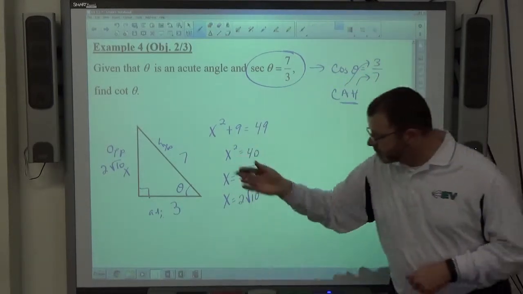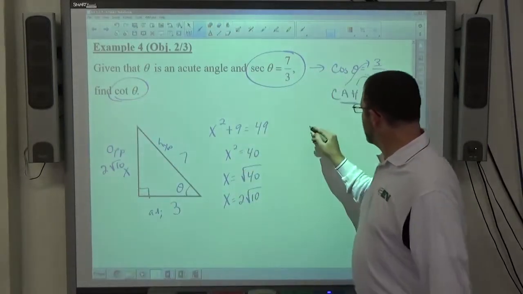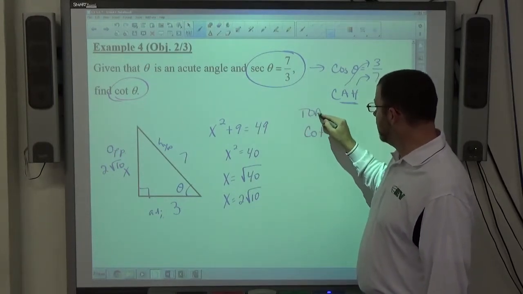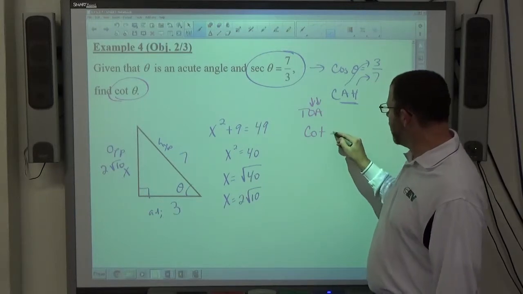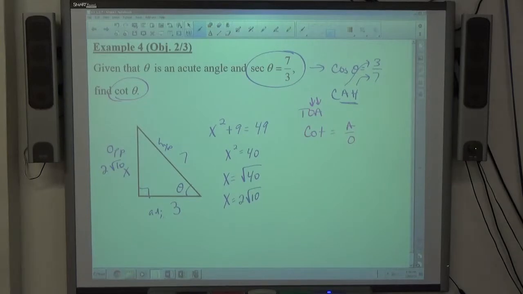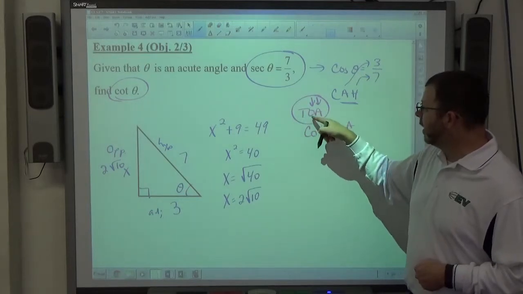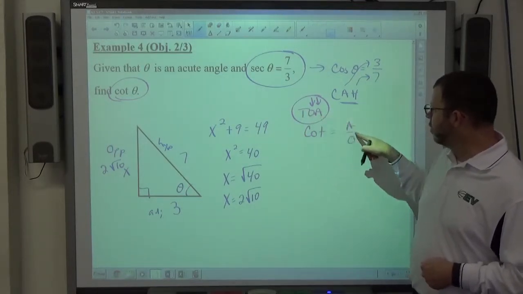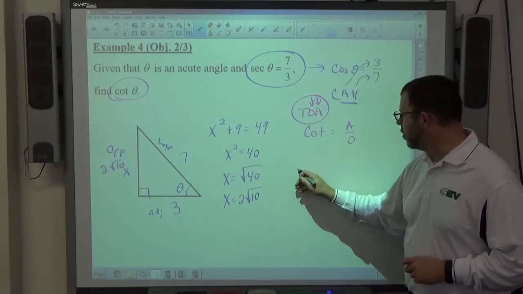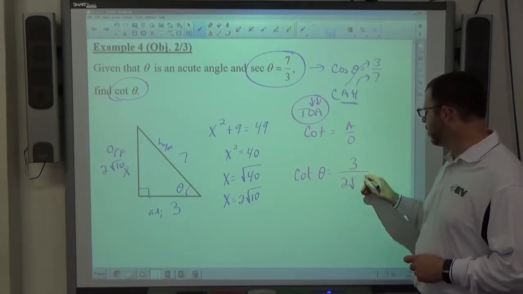All right. At this point it says find cotangent of theta. So cotangent, okay, if we consider tangent is opposite over adjacent, cotangent is going to be adjacent over opposite. Again, what are they asking me to find? That establishes what I need to do. So again, using SOHCAHTOA, this is a reciprocal function, so I'm going to reciprocate what tangent is. So I'm looking for adjacent over opposite, so cotangent of theta is going to equal adjacent 3 over opposite 2 times the square root of 10.